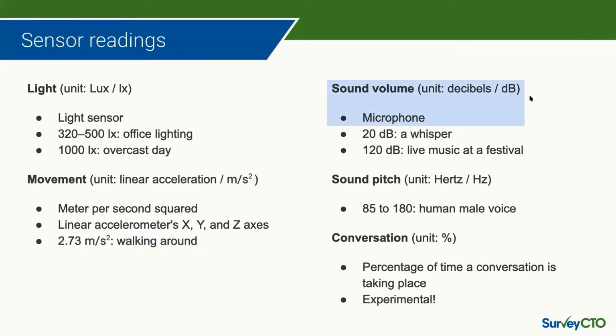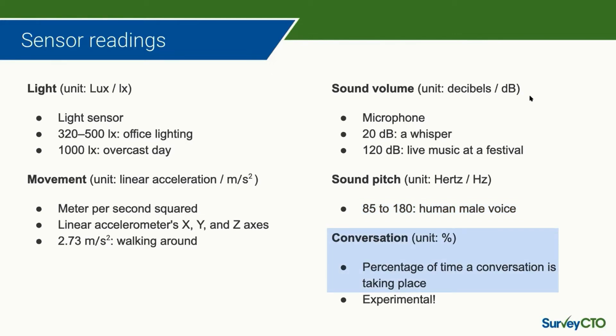Sound volume, measured by the microphone, is measured in a unit called decibels. Some examples: 20 decibels is approximately a whisper, and 120 decibels would be live music at a festival of some sort. Sound pitch, how high or low the sound that's being detected by the microphone, is measured in a unit called hertz. 85 to about 180 hertz is the approximate range of the human male voice.